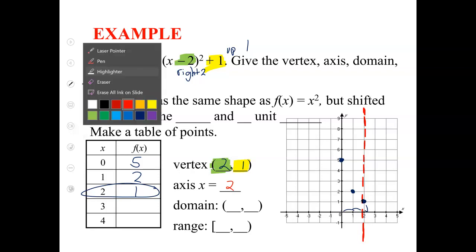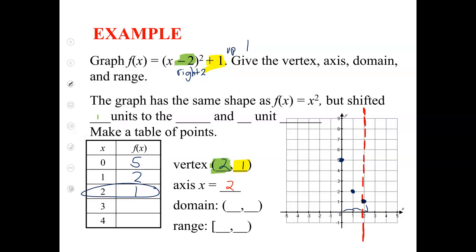I have to be able to get a mirror image for the other side. So referencing my axis of symmetry, if I have a point at 1, 2, what's the mirrored point on the other side of the axis of symmetry? What point on the right side of the axis would be a mirror image to this point 1, 2? 3, 2. What point would be a mirror image to 0, 5? 4, 5.